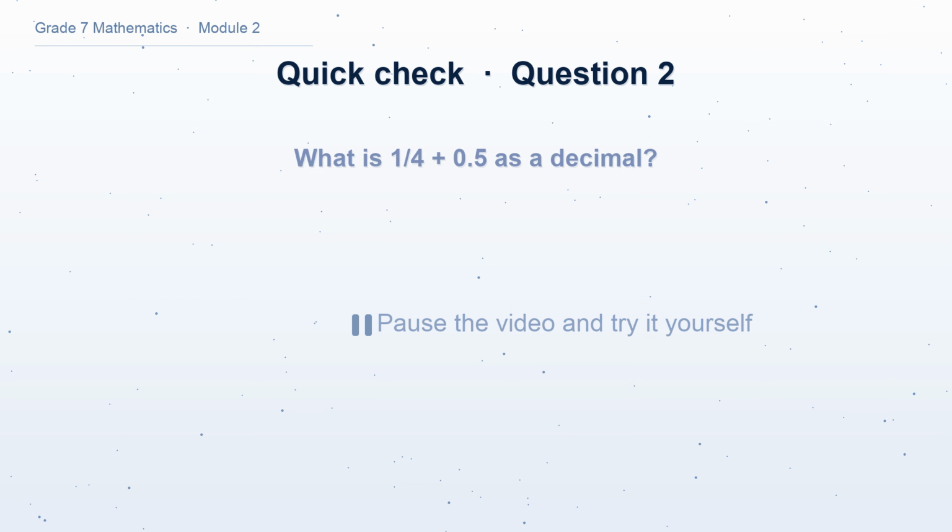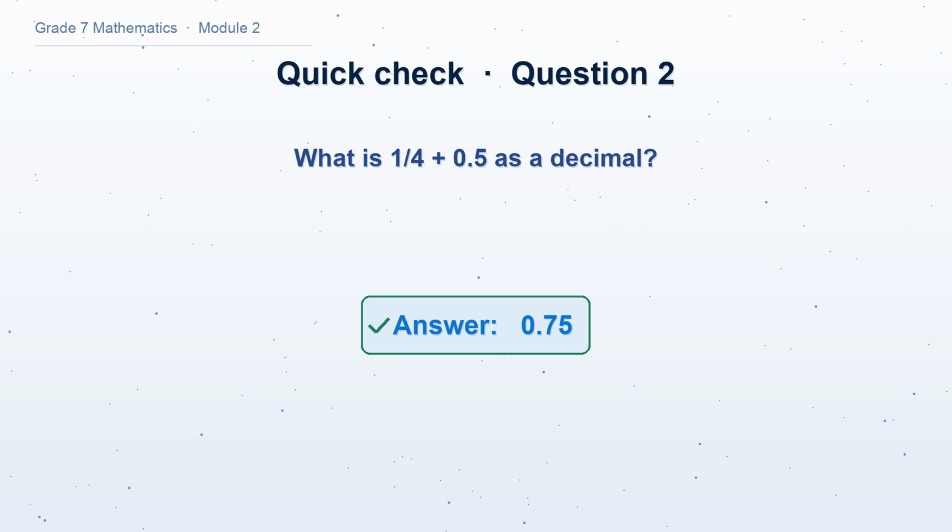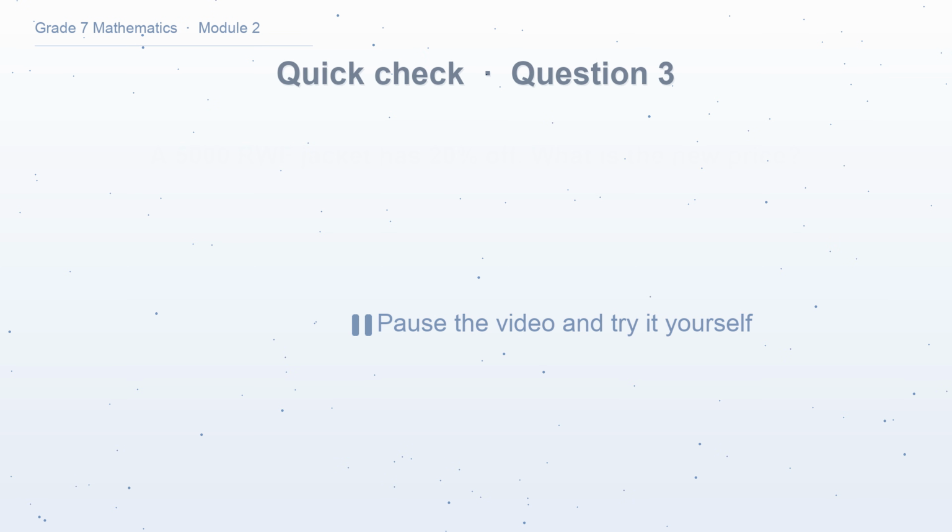Question 2 combines two forms. What is 1/4 plus 0.5 written as a decimal? 1/4 as a decimal is 0.25. Adding 0.5 gives 0.75. Last question, and this one puts it all together.